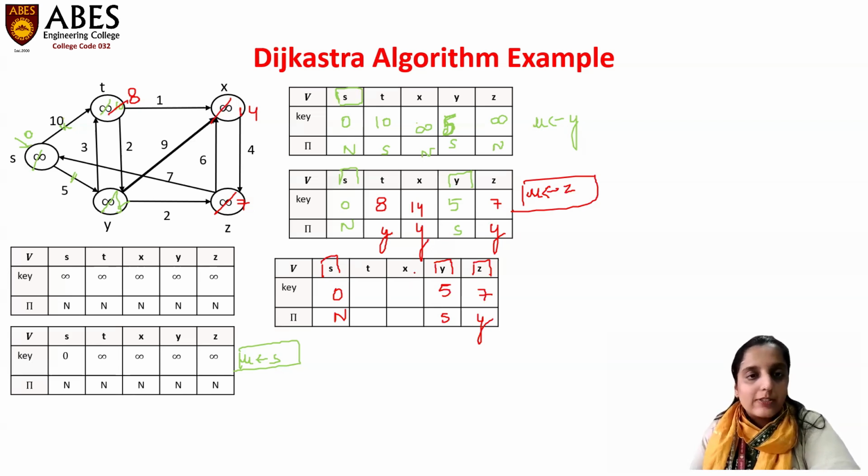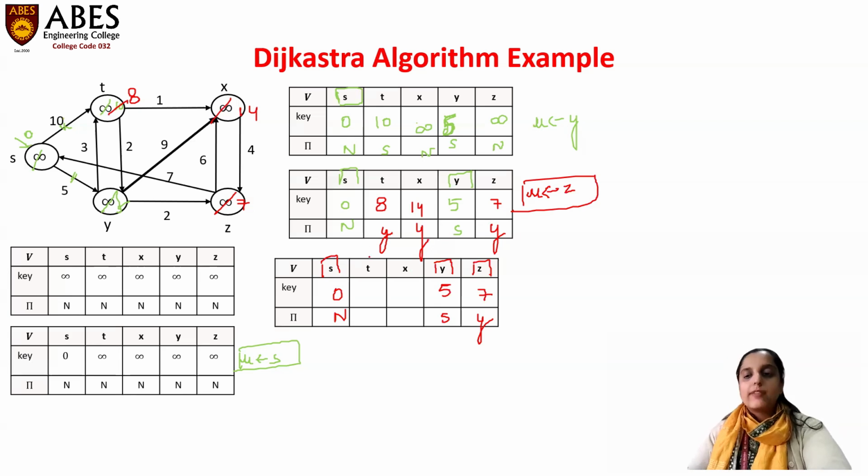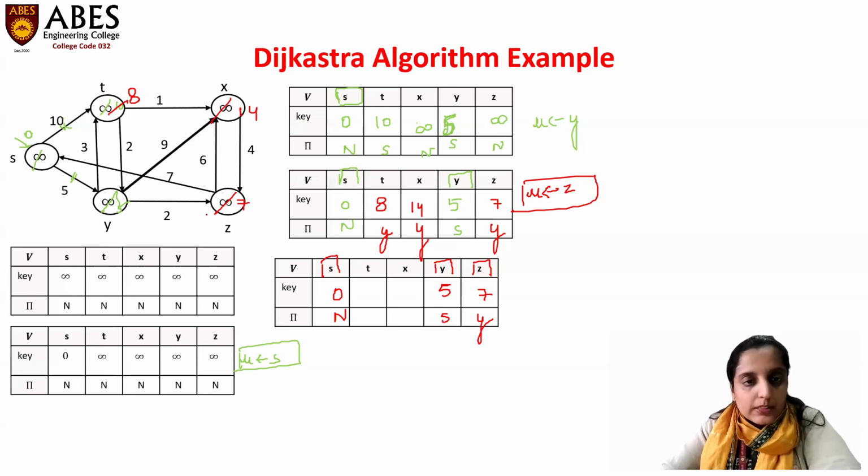Now we have to explore Z, right? From Z, we can travel to X, right? So we have only two possible options to go. We can either go to X or we can go to T. So we'll only look at these vertices. The rest of the vertices we will ignore because we cannot revisit them again. So here you can see from Z, we can go to X.